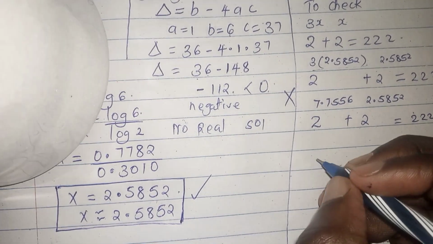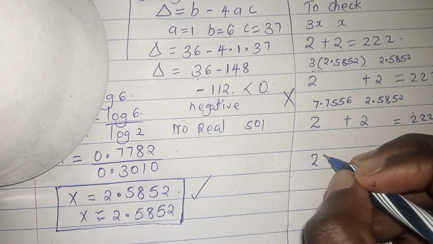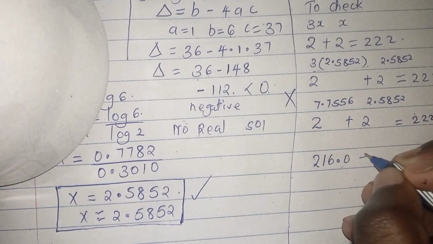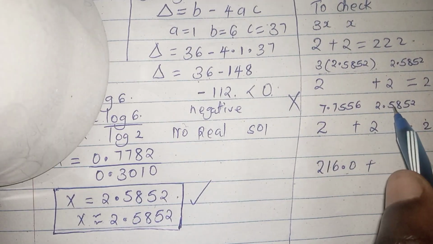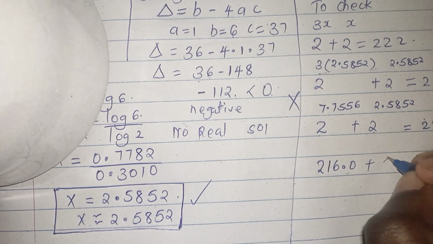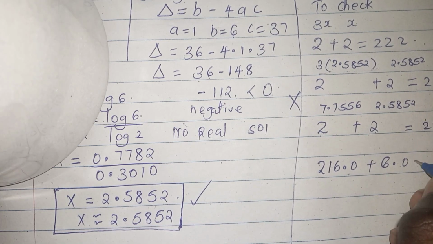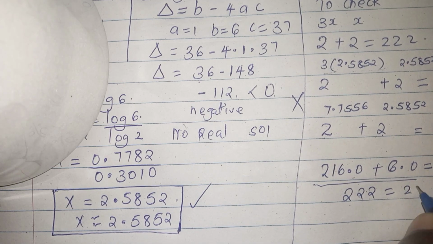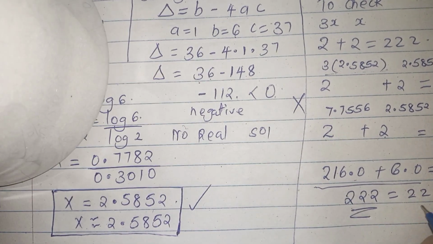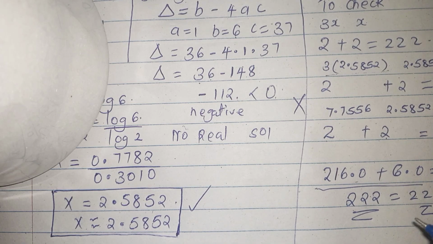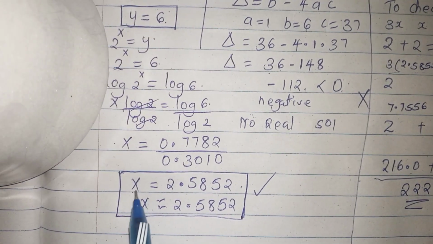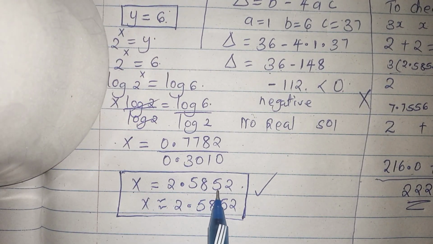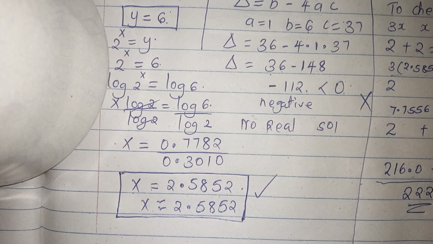So then this gives us 216.0 plus 2 to the power of 2.5852. This gives us 6.0 is equal to 222. So if you add, this gives us 222, which is equal to 222. Our left hand side and our right hand side are equal. So meaning x is equal to 2.5852 satisfies our given equation.